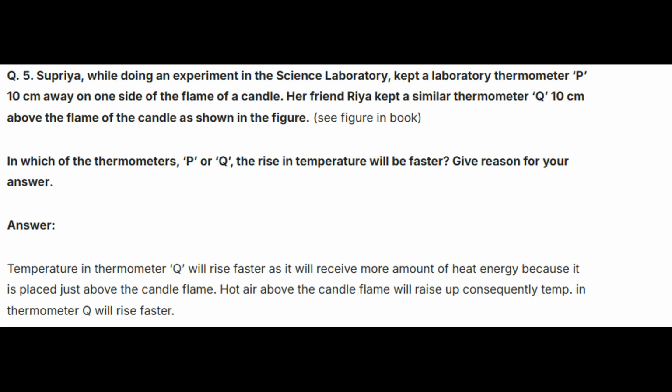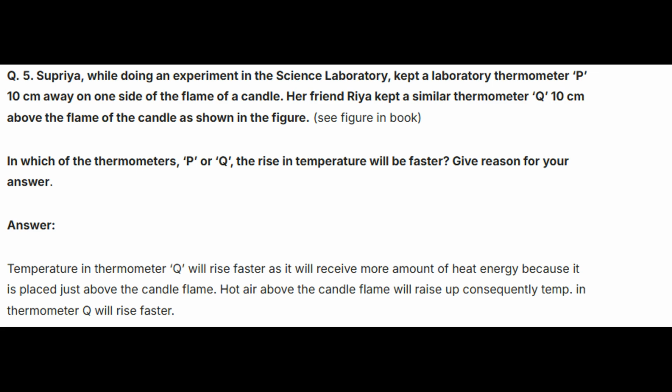Question 5. Supriya, while doing an experiment in the science laboratory, kept a laboratory thermometer P 10 centimeter away on one side of the flame of a candle. Her friend Ria kept a similar thermometer Q 10 centimeter above the flame of the candle as shown in the figure. See figure in the book. In which thermometer, P or Q, will the rise in temperature be faster? Give reasons for your answer.